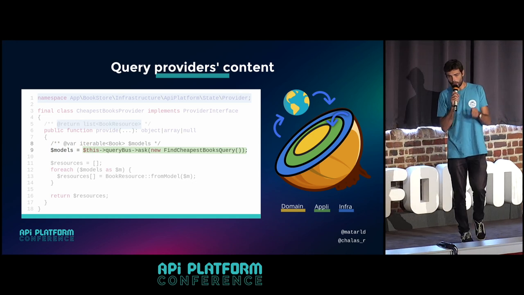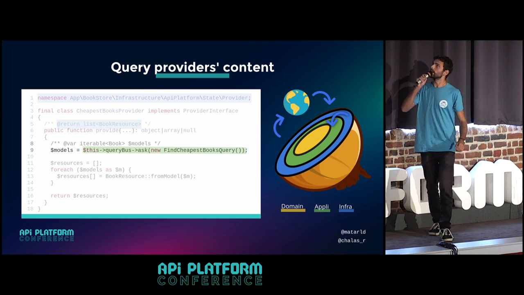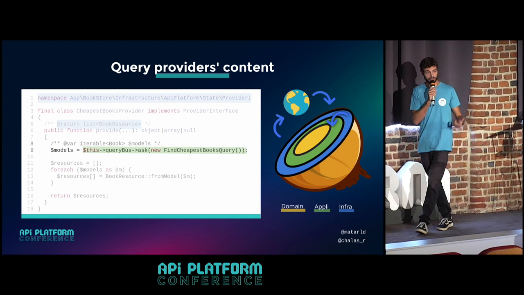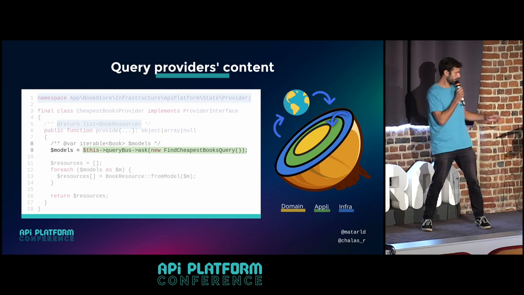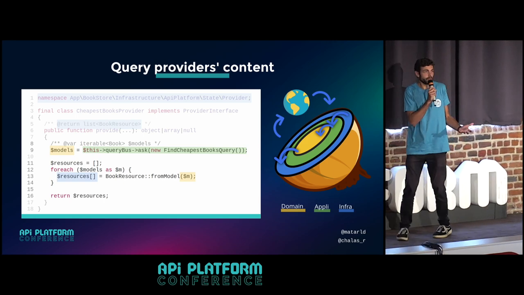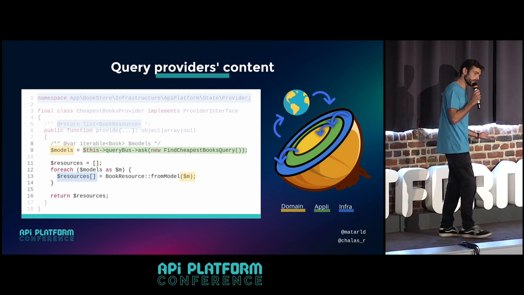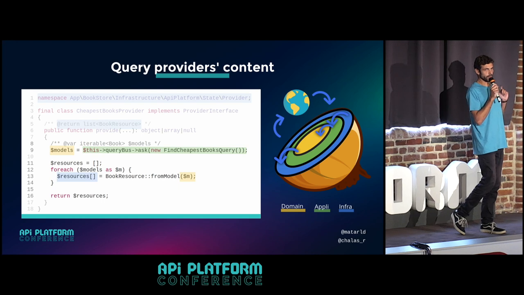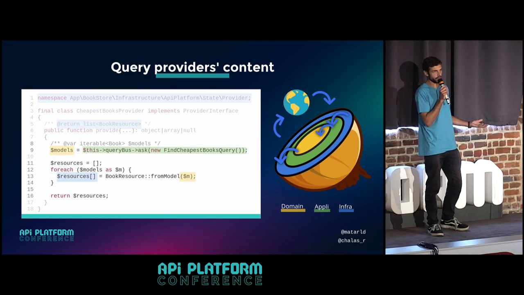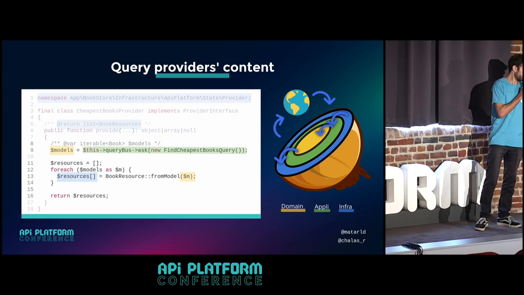And this is when the query provider will communicate with the application layer, by dispatching a find cheapest book query, which represents our use case of finding the cheapest book. Okay, and of course, the result of that query are books, which are domain model. But as I said earlier, API platform prefers to work with resources, and that's why we have to have a step in order to convert back the model into resources, to convert back the domain object to the infrastructure objects.